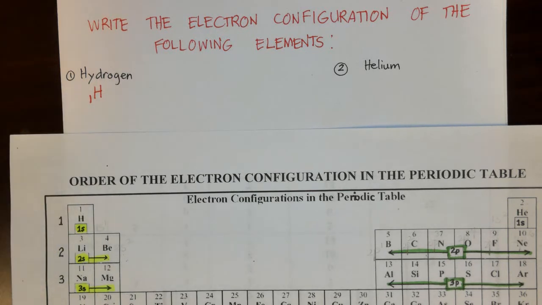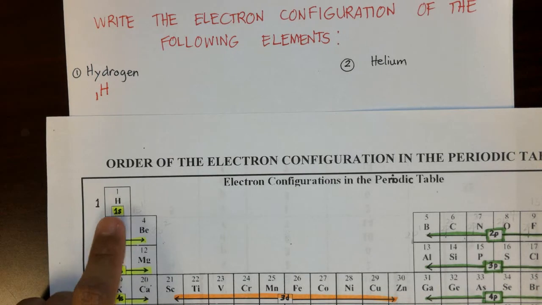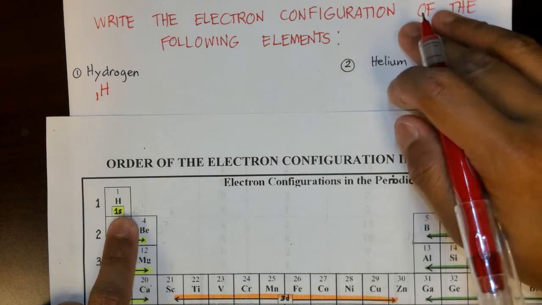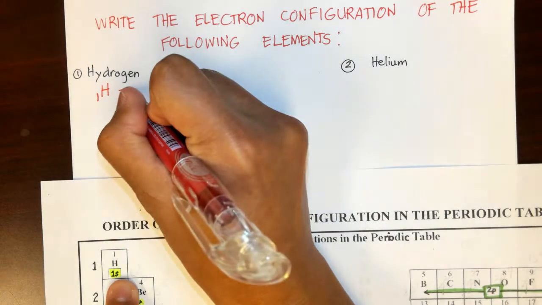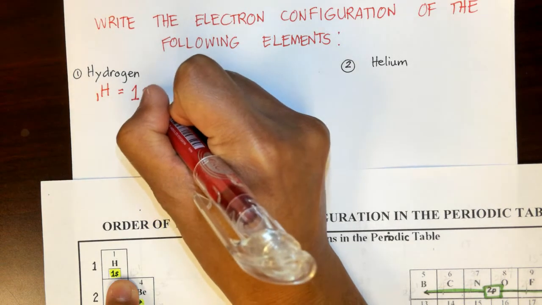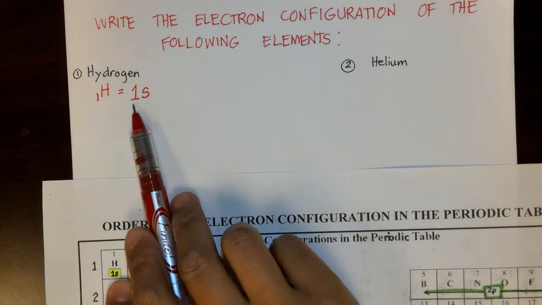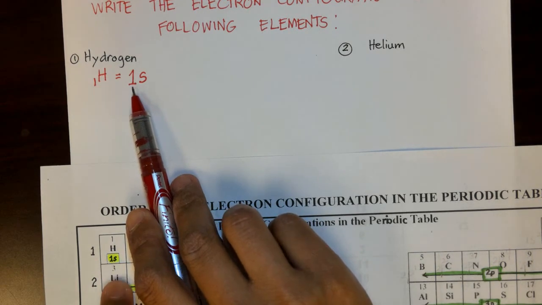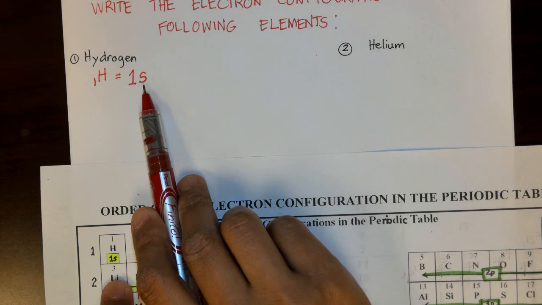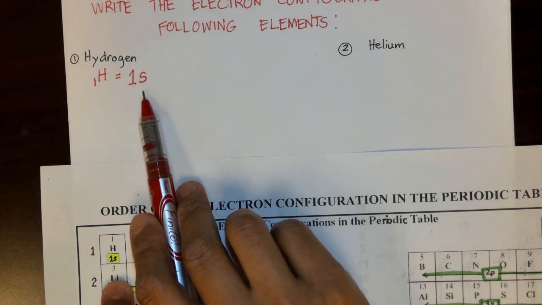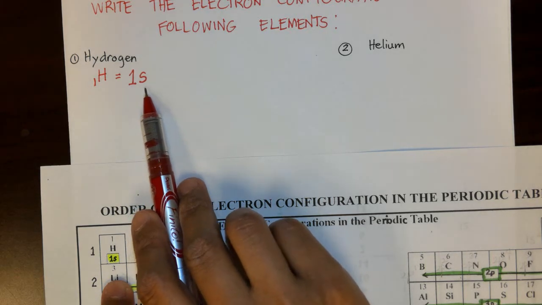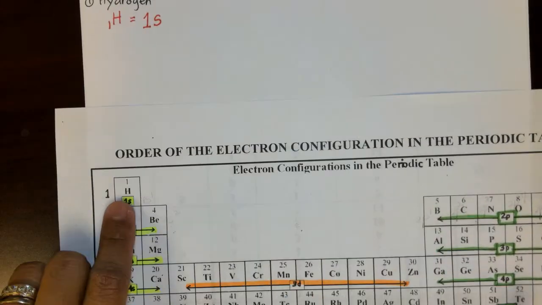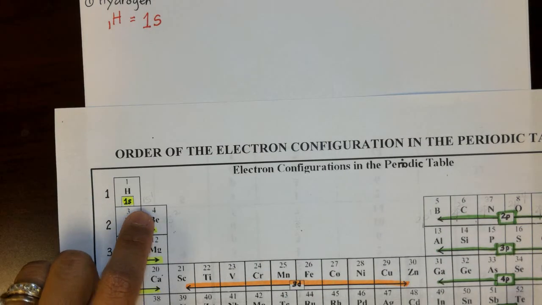So this is how easy it is. All you need to do is look at hydrogen, look at the box for its label, and it says 1s. So therefore, all you need to do is write down 1s. What does this mean? It means that the electron of hydrogen is in the first energy level and it's in the s sublevel. So first floor inside your s sublevel. That's why the label here in the periodic table is 1s.